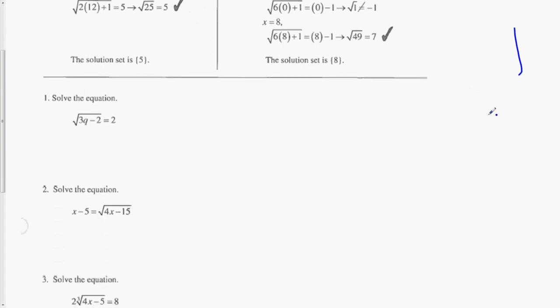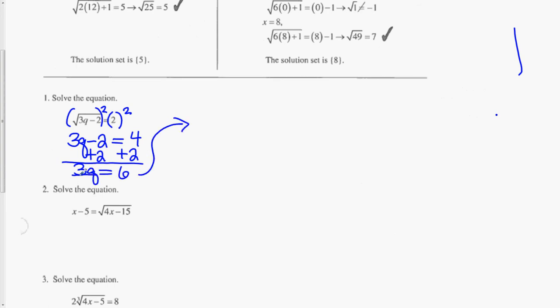Okay, so let's try some examples. We've got square root of 3q minus 2 equals 2. So the square root is isolated, so I'm going to square both sides. So when I square the left side, 3q minus 2 comes out, and then on the right side, 2 squared is equal to 4. And now we're going to solve this for q. I'm going to add 2 to both sides. So 3q equals 6. I'm going to divide by 3. So q equals 2.